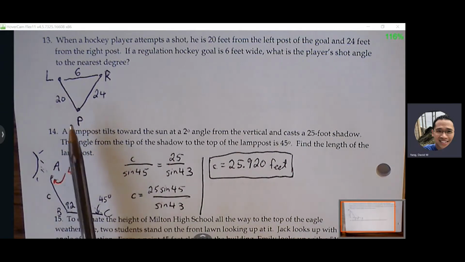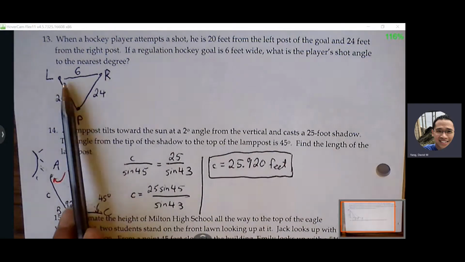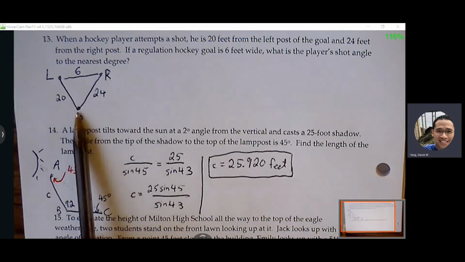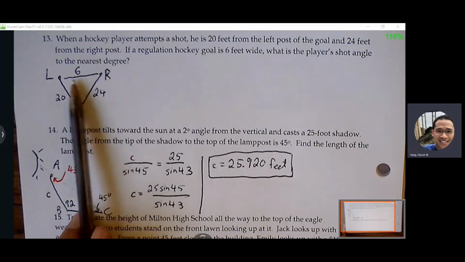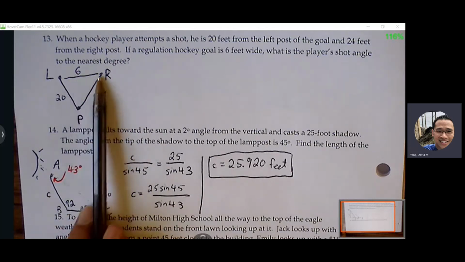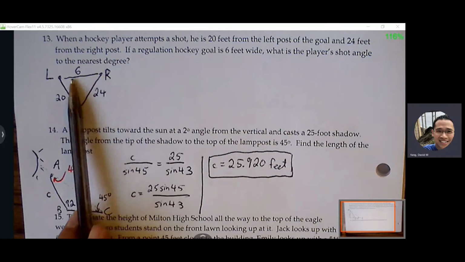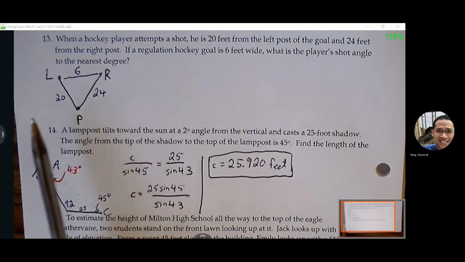Okay, when a hockey player attempts a shot, he is 20 feet from the left post of the goal, and he's 24 feet from the right post. If regulation hockey goal is 6 feet wide, sorry, my diagram is not drawn to scale here. What's the player's shot angle to the nearest degree? What are we looking for?